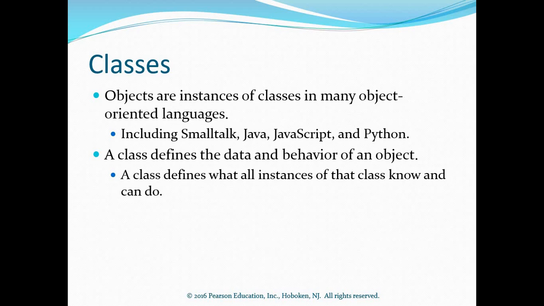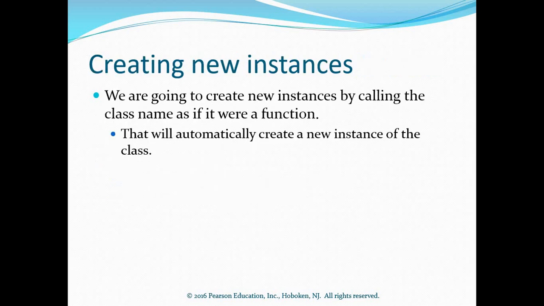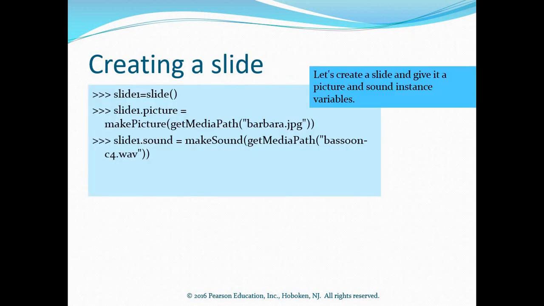Objects can utilize information from within a class. Here, we create a class named slide, but we need methods to do something. We have to implement our new class as a function. Here is an example of what this means. Notice slide1 equals slide here. We're using our object as a function.